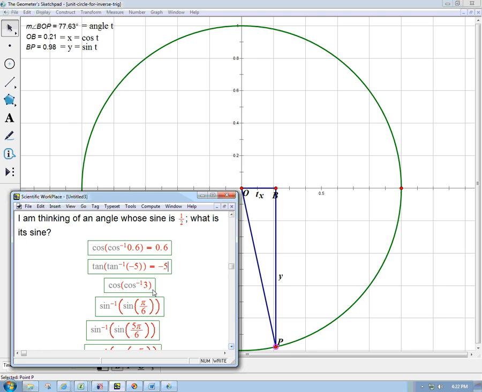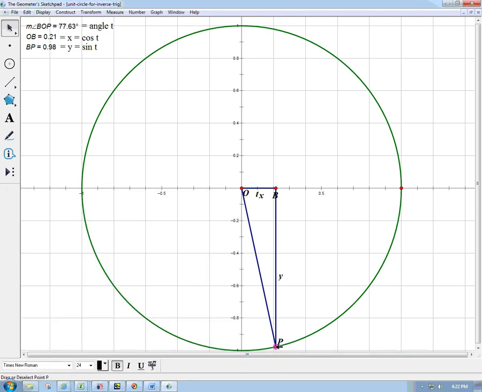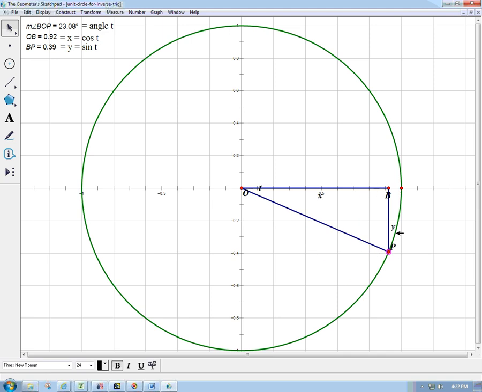Here's a tricky one, though. I'm thinking of an angle whose cosine is 3. What is its cosine? Well, it seems like the answer would be 3, just in analogy with the other ones. But let's think about it. I'm thinking of an angle, or I claim to be thinking of an angle, on the unit circle that is 3 units to the right of the origin. No way, I'm lying. There is no such thing.